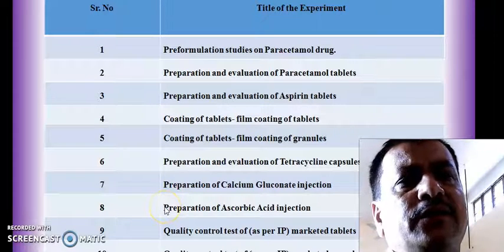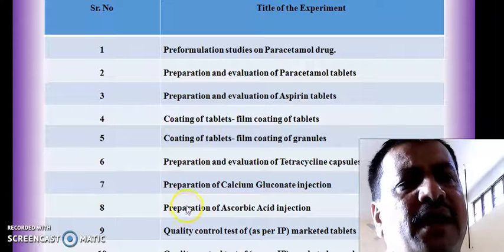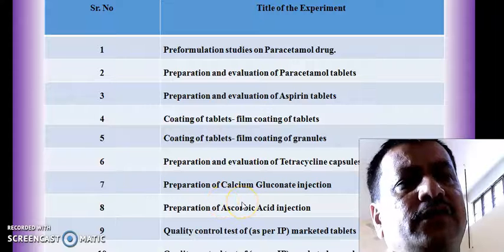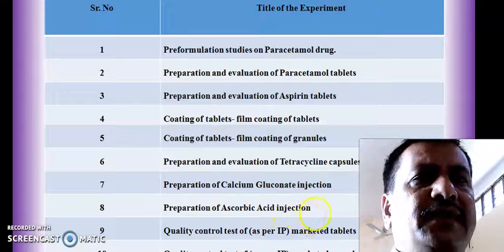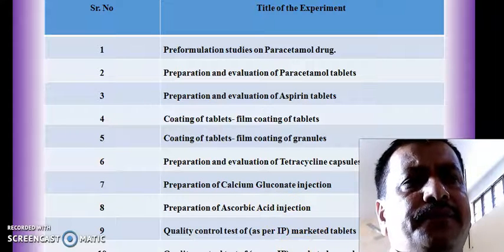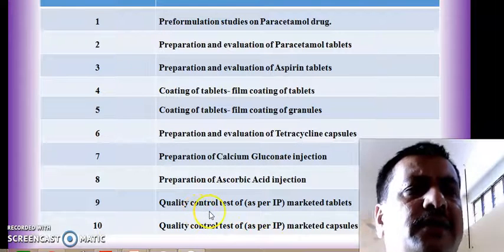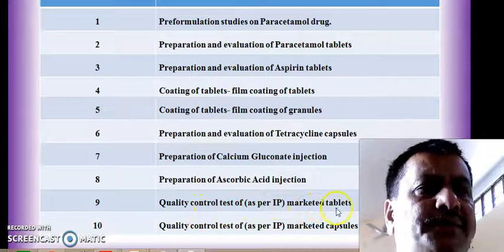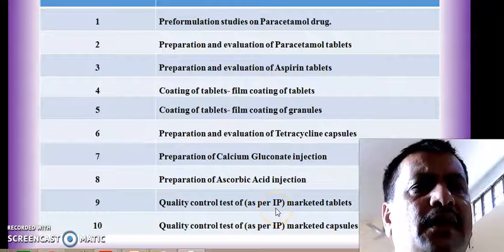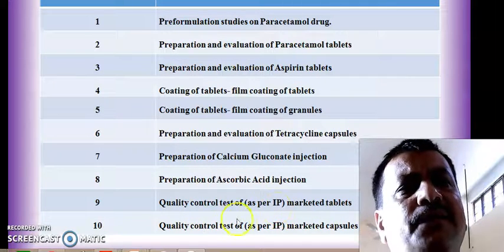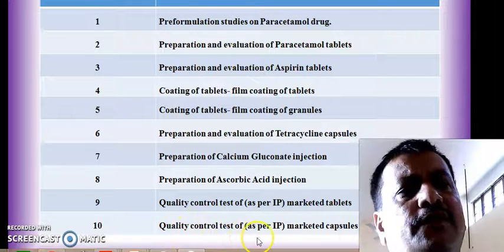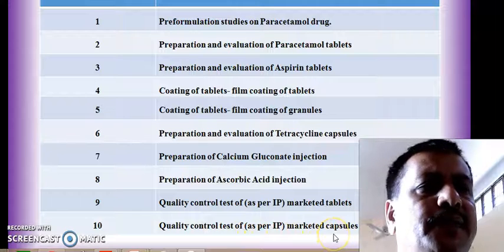Then in the same way, we are going to prepare another dosage form from the parenteral class, in which we are going to prepare a small volume parenteral, that is ascorbic acid injection. Then in experiment number 9, we are going to carry out the quality control tests for some marketed tablets as per Indian Pharmacopoeia. In experiment number 10, we are going to carry out quality control tests for marketed capsules as per IP.